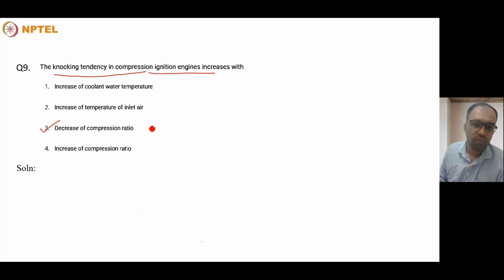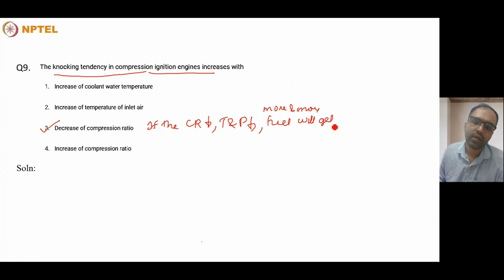So if the compression ratio is low, temperature and pressure will be low, and fuel will get more and more accumulated. A sufficient temperature is not present for it to vaporize. And suddenly when the temperature increases, all the fuel will start burning immediately, and there will be a sudden spike in pressure and temperature causing detonation.